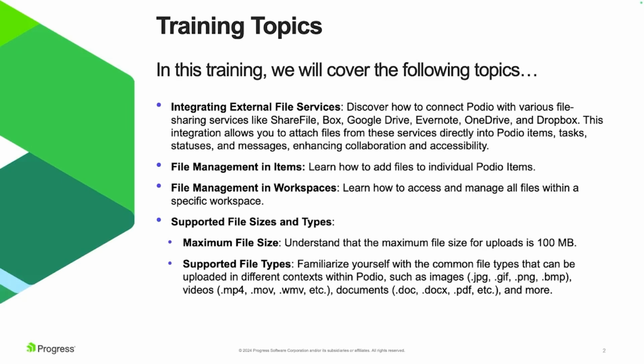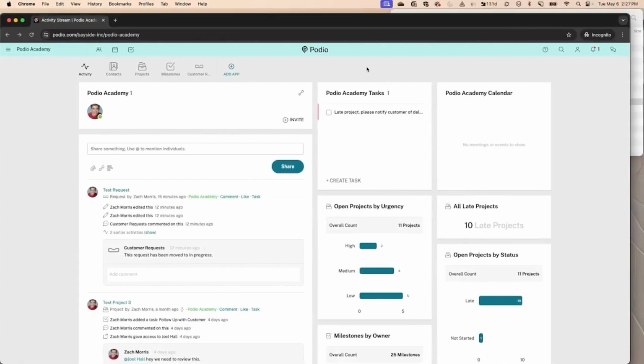And then a couple things to call out here. Within Podio, there is a maximum file size of 100 megabytes for uploads. And for supported file types, it supports an awful lot of file types inside the files field in Podio, but we've got those listed out here just for your reference. So pretty straightforward, but let's go ahead and jump over to Podio and go to one of our apps real quick.